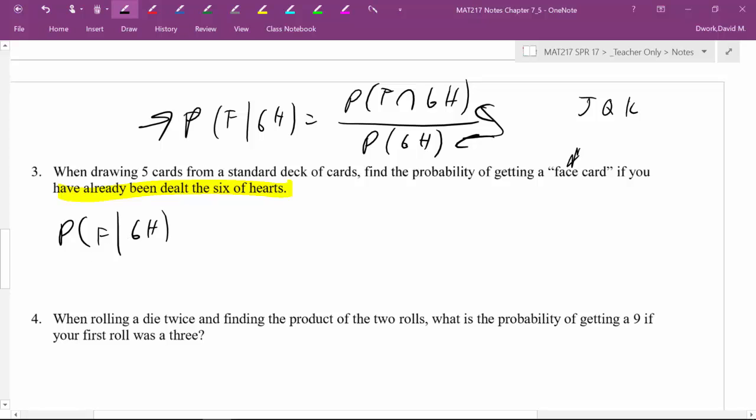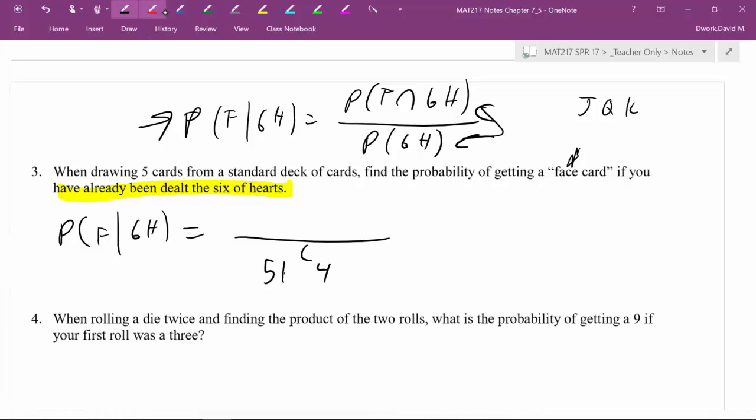So let's try it. Okay, so now, starting with just the standard deck of cards, what do we know? Just the denominator. We know that we've been dealt the 6 of hearts, but the rest of it's still there. There are 52 cards in a deck, but since we've already taken 1 out, there are now 51 cards, and out of those we need to choose 4 additional ones because we're pulling out a total of 5, but I already have the 6 of hearts in my hand.